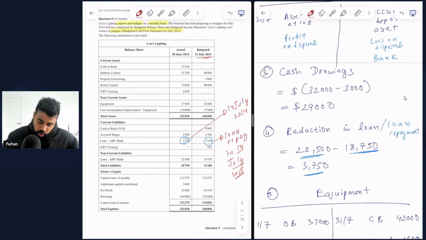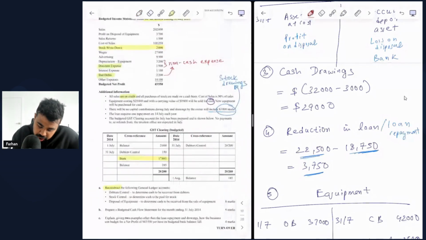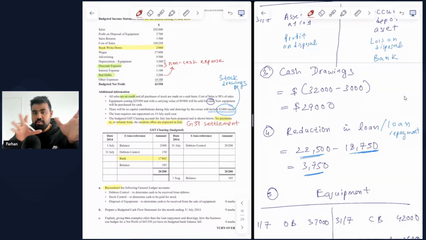Okay. What else do we have? So we see that the budgeted GST clearing account for July has been prepared and shown below. No payments to or refunds from the taxation office are expected in July. So this is talking about the GST settlement, not the GST pay. All right. So GST settlement is basically done after you know how much you have paid in GST and how much you have collected in GST. But you still have to pay GST whenever you're purchasing something, and you still have to record the GST whenever you're collecting it in terms of cash from your customers. Okay.